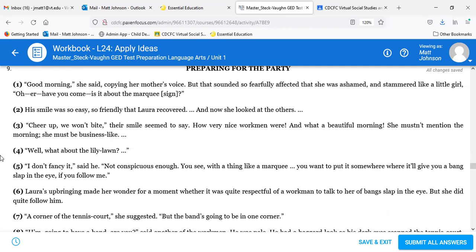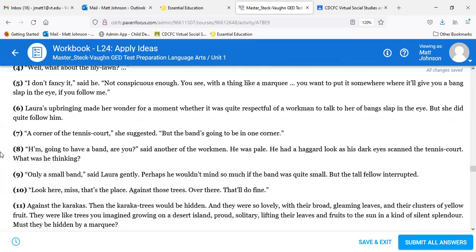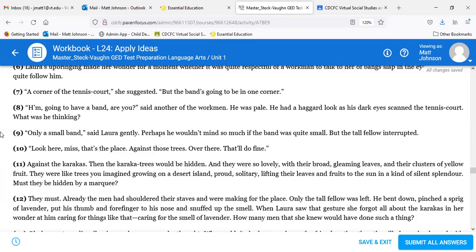"A corner of the tennis court," she suggested. "But the band's going to be in one corner." "Are you going to have a band?" said another of the workmen. He was pale. He had a haggard look as his dark eyes scanned the tennis court. What was he thinking? "Only a small band," said Laura gently. Perhaps he wouldn't mind so much if the band was quite small, but the tall fellow interrupted. "Look here, miss, that's the place, against those trees over there. That'll do fine. Against the karakas."